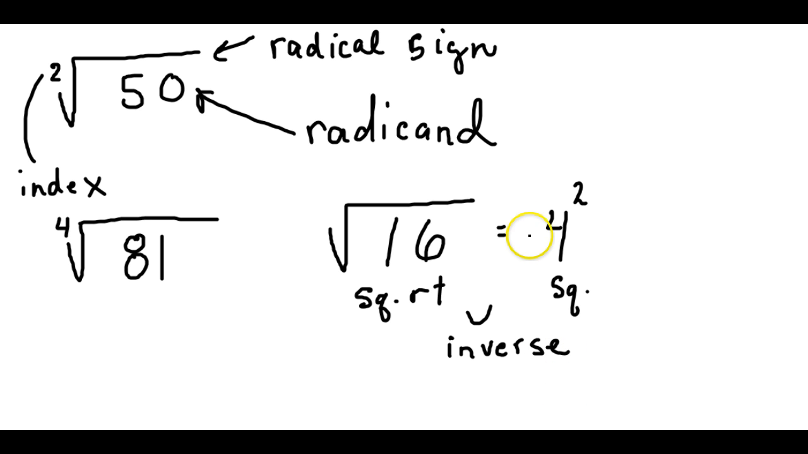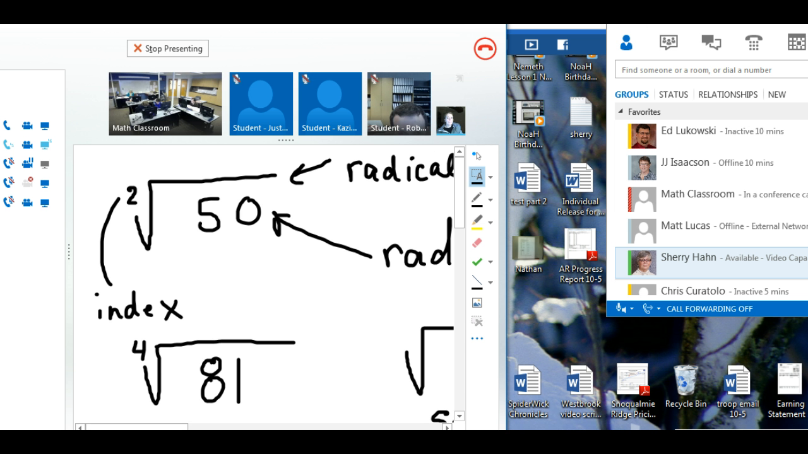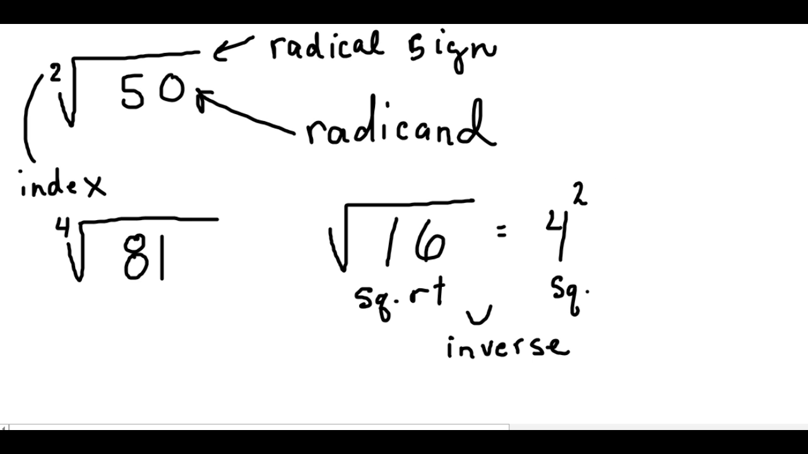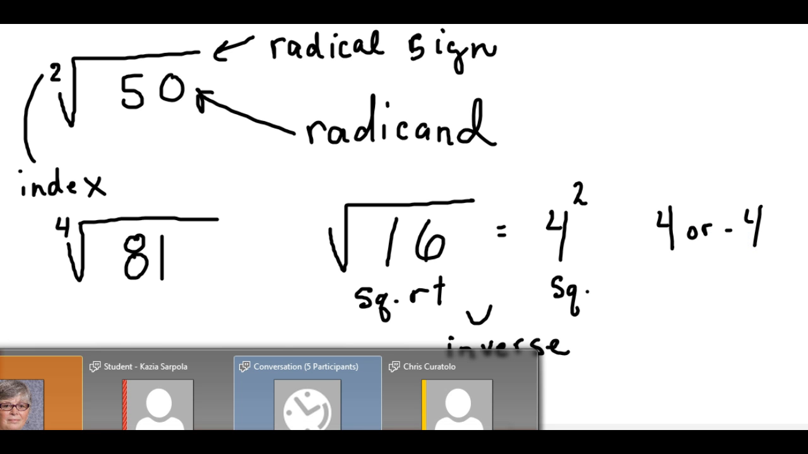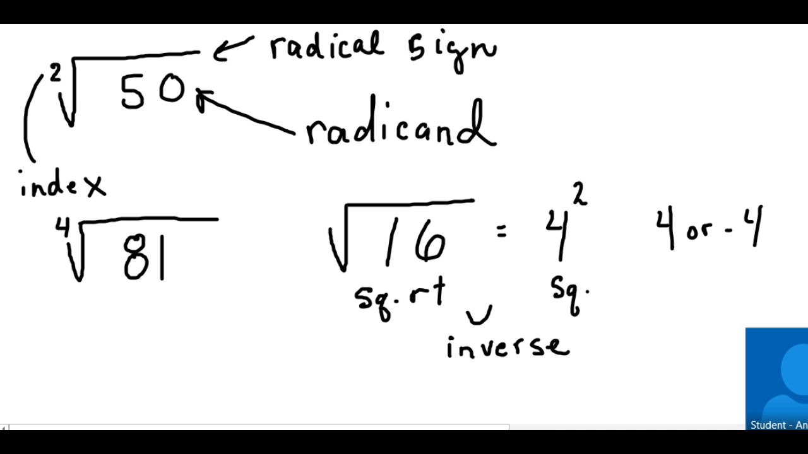So what other number can be a square root of 16? We've said the square root of 16 is 4. Is there another number that will work for that? -4. Yes, -4, because you can have 4 or -4. Why does -4 work? Correct. A negative times a negative is a positive.